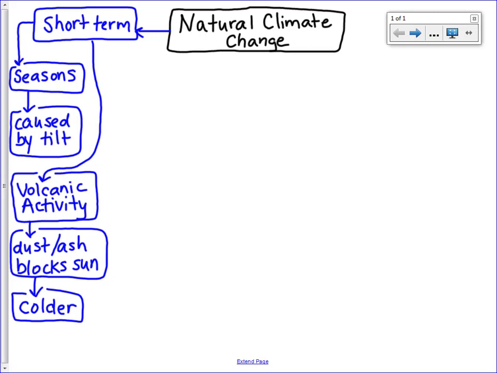We have two more things that can cause short-term climate change. One of them is something that's being talked about in the news right now, and that is El Nino. This is an El Nino year.